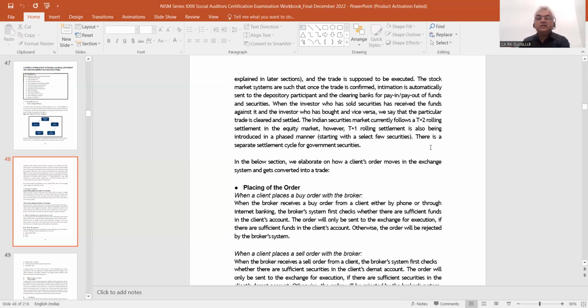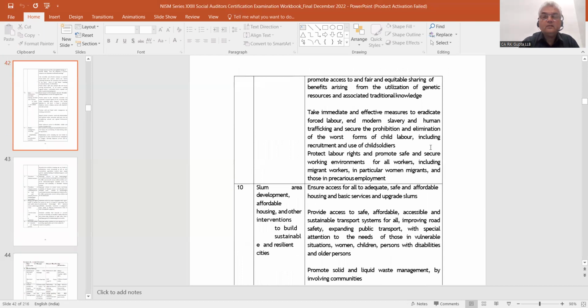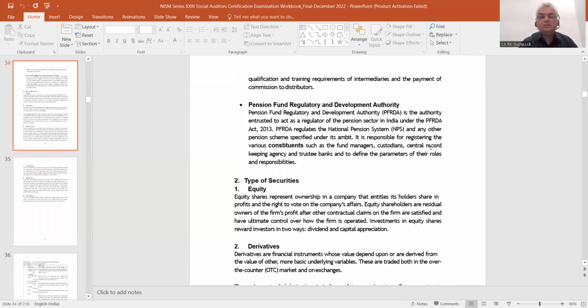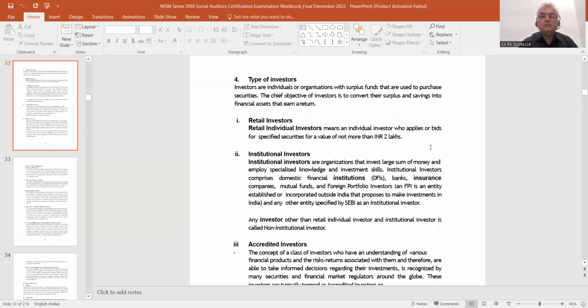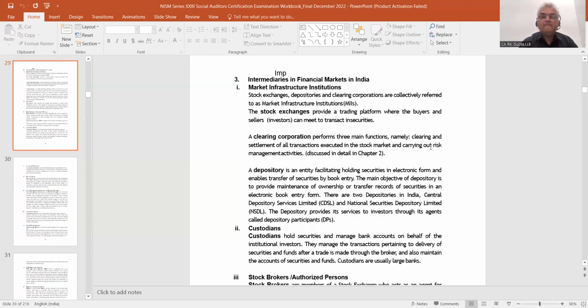I think you can refer to page number 28, 28 of the study material. Let me go to page number 28. NSDL, CDSL. So this is the market infrastructure. This we have already studied in the earlier class.